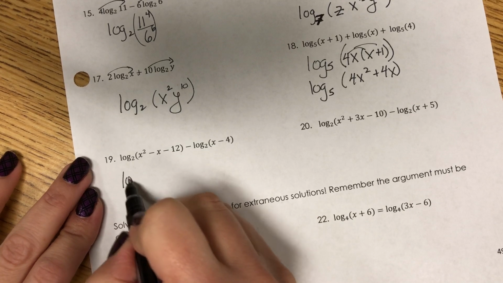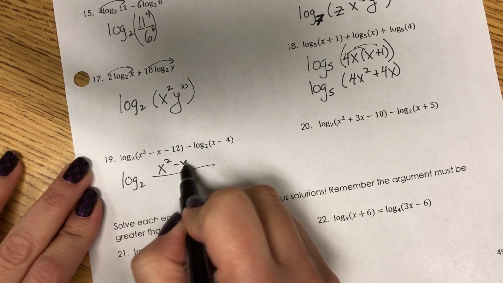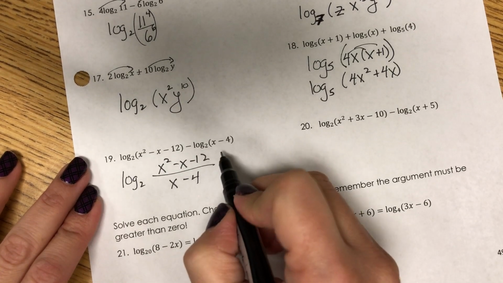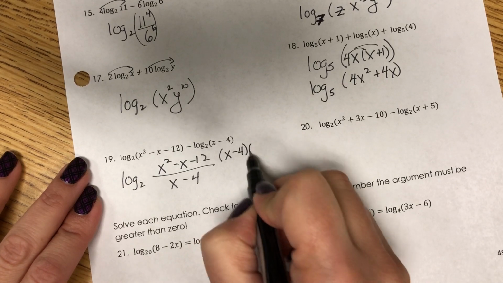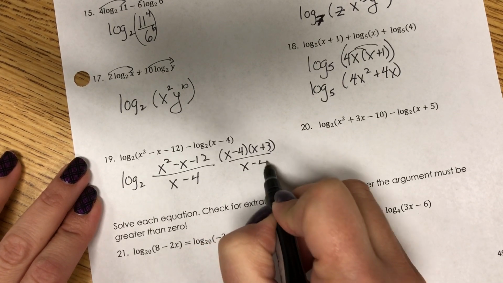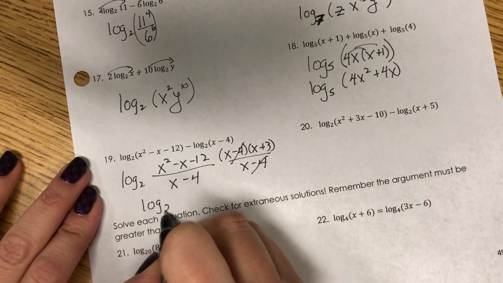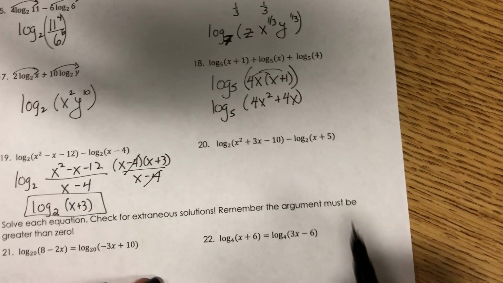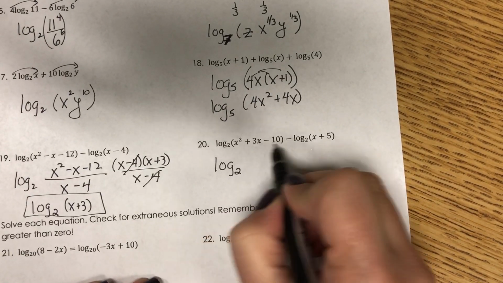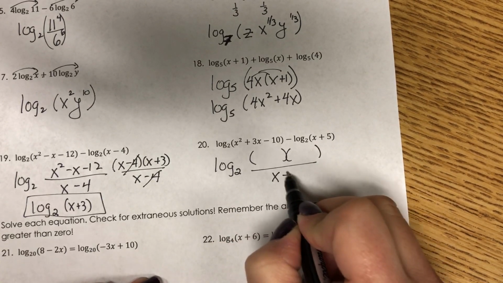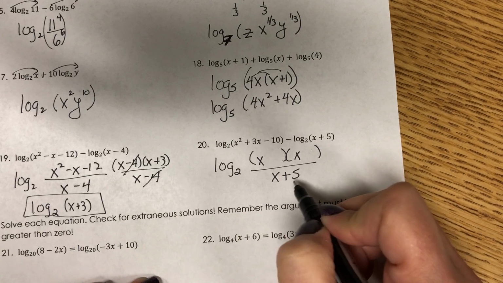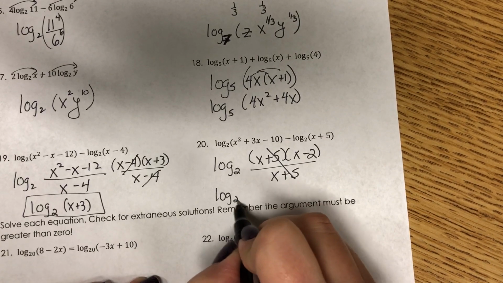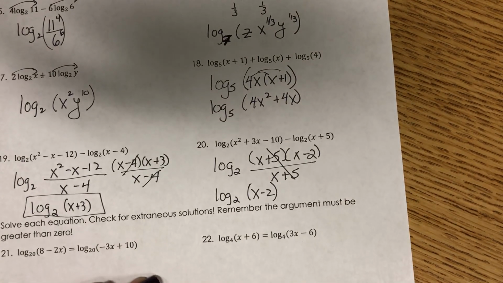So minus is going to be division. And let's see if we can simplify. I have a hunch this numerator factors. So our final answer is going to be log base 2 of x plus 3. I bet the same thing happens in this one. So let's factor this as we write it. Multiplies to -10, that adds to 3, would be 5 and -2. Yep. So it simplifies.